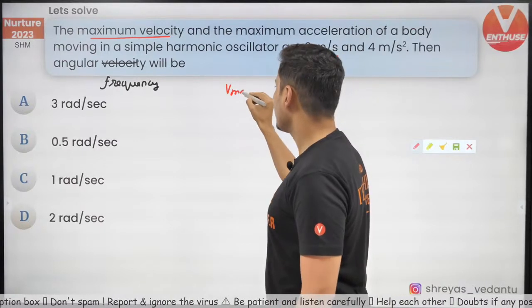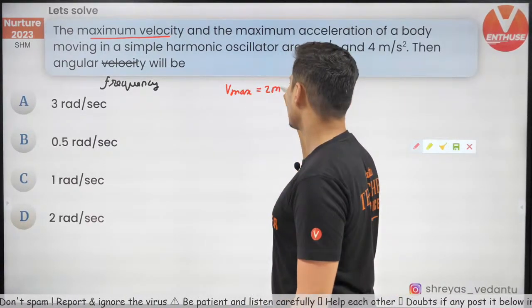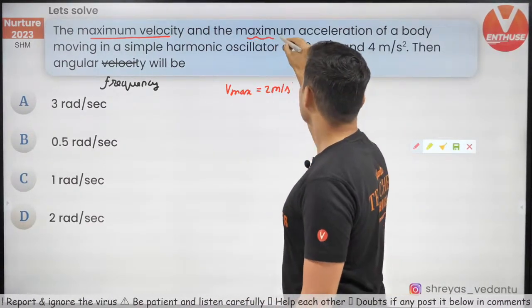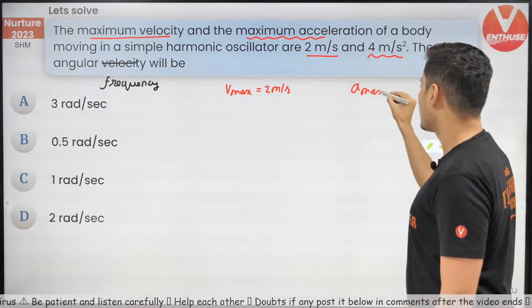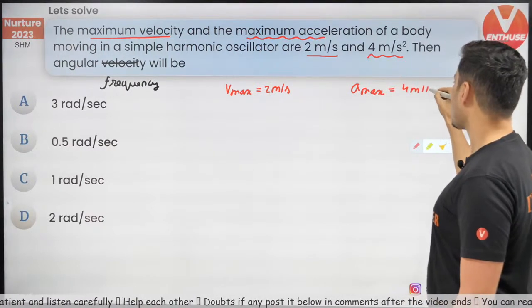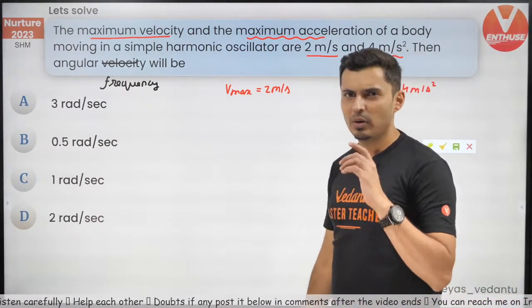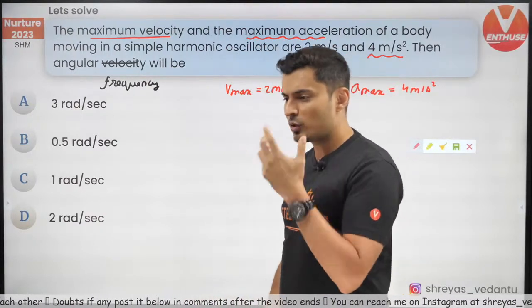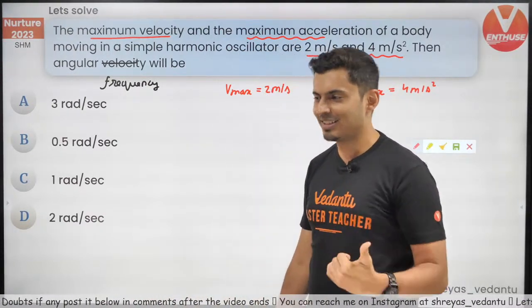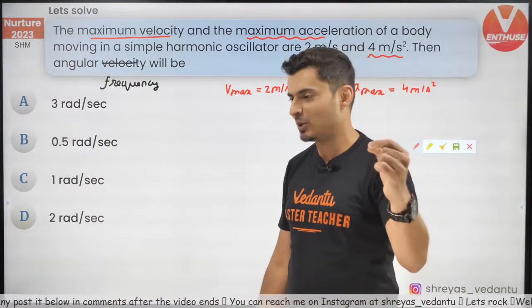V max is 2 meters per second. Maximum acceleration is 4 meters per second square. A max is 4 meters per second square. Do I know some formula for velocity, maximum and acceleration? Let's think. You leave a comment after the session ends, I'll definitely help you out with it.